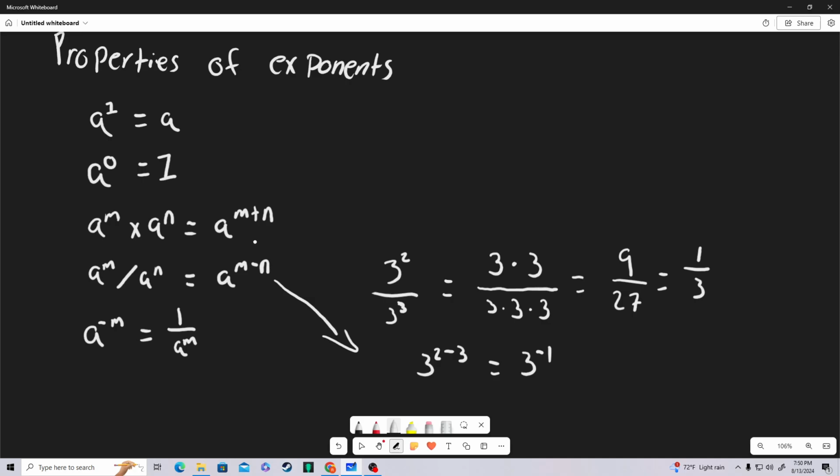So yeah, this makes sense. 3 to the negative 1, if we use our other identity here, is the same as 1 over 3 to the 1, which if we look at this guy, see how it all ties together, is just 1/3. So there we've proven our division rule.